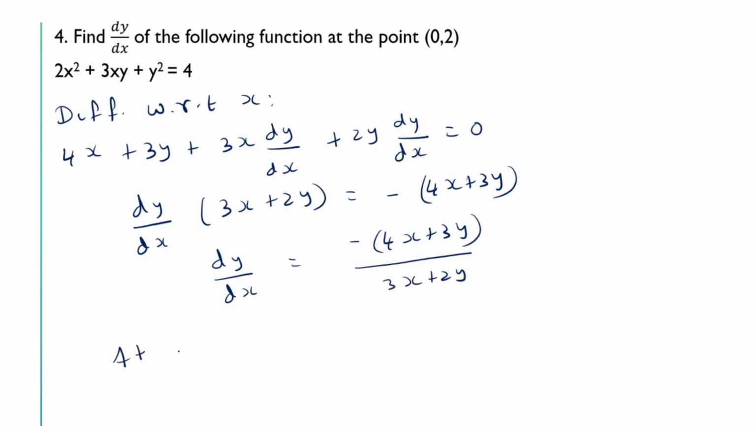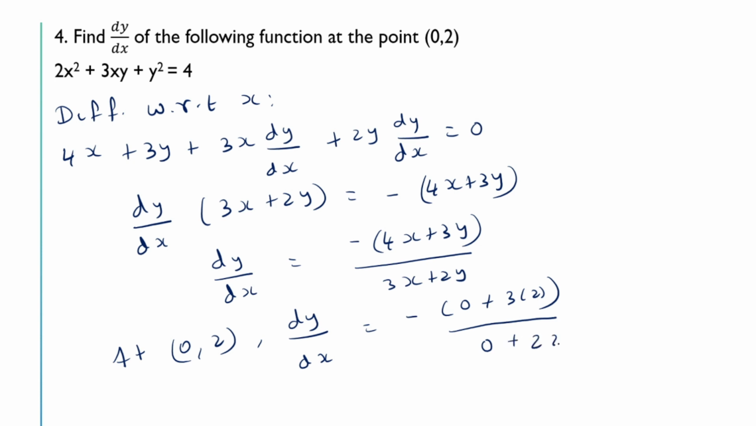So at (0, 2), dy by dx is equal to minus (4 into 0 is 0, plus 3 into 2) divided by (3 into 0 is 0, plus 2 into 2), so it is equal to minus 6 by 4, or it is equal to minus 3 by 2.